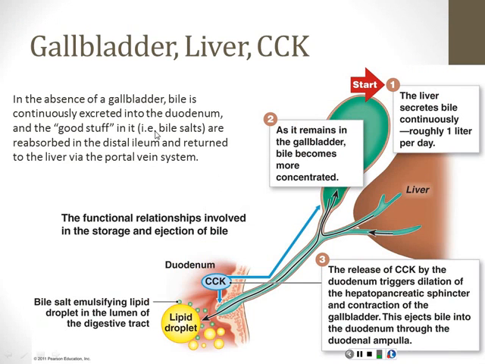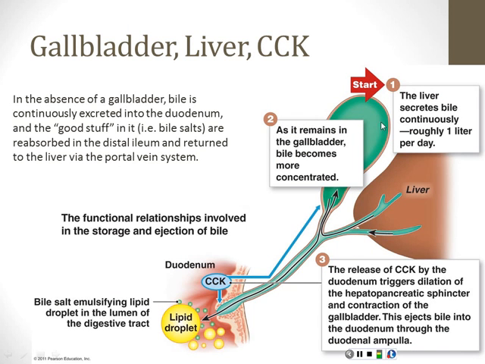So in the normal case where you do have a gallbladder, the liver secretes bile all the time. When that sphincter is closed, instead of that bile going out into the duodenum, it goes back up into the gallbladder where it fills and gets more concentrated. When CCK is released due to fat in the duodenum, it triggers the gallbladder to contract, pushing that bile into the duodenum, and the sphincter relaxes to allow that to happen.